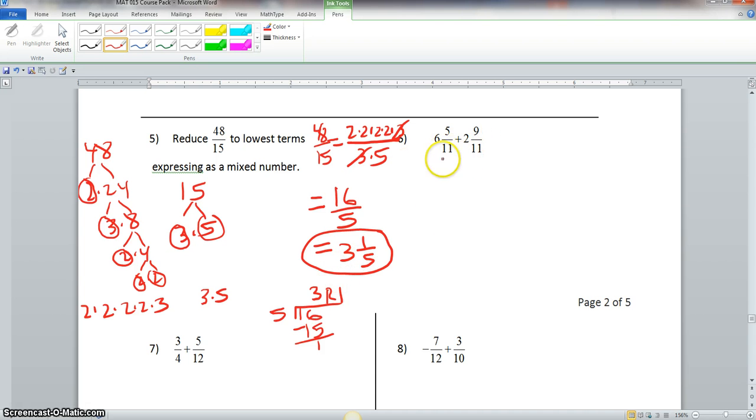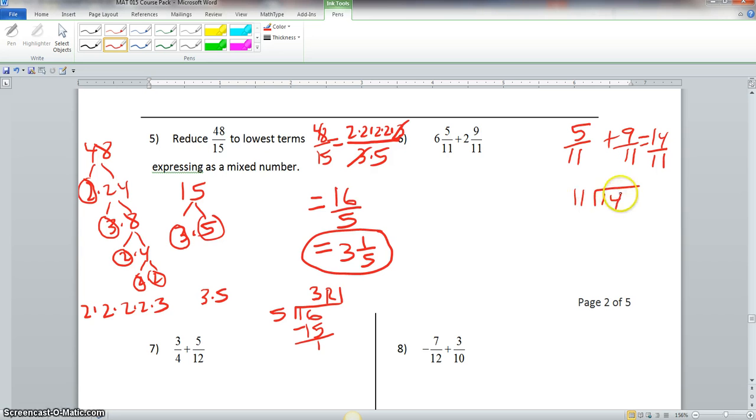Now we come here to number 6. We have mixed numbers added together. Now with addition of mixed numbers, this is how I tell you all to do it. Let's isolate these fractions first and do those. So we have 5 elevenths plus 9 elevenths. 5 plus 9 we know is 14. And we carry over our 11. Now 11 and 14 has nothing in common. So let's divide it out because this is an improper fraction.